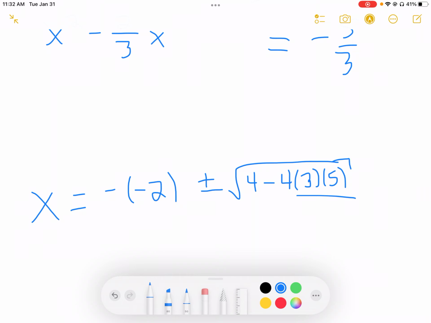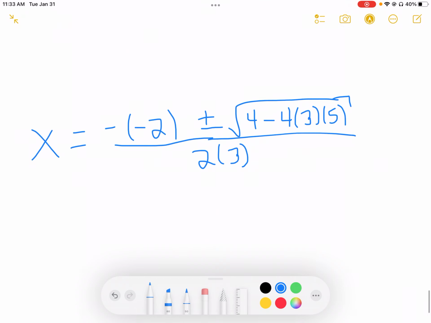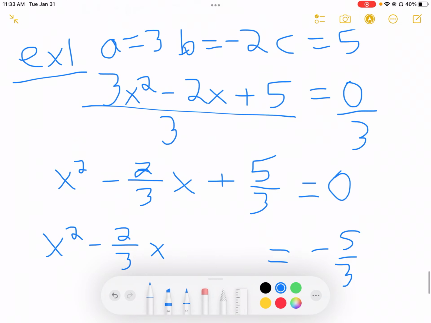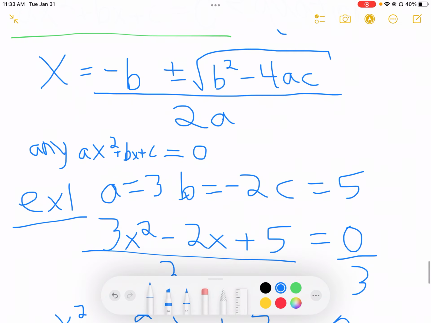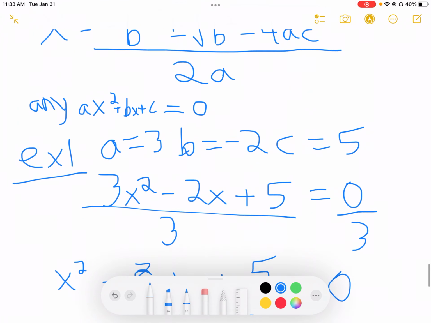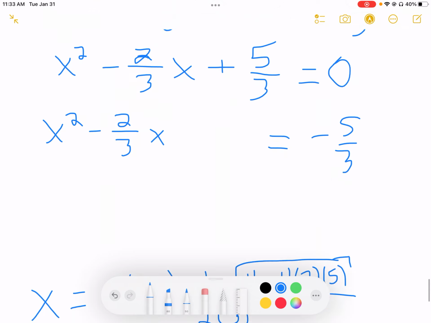And then on the bottom, right, I can divide both sides by 2a. I have 2, and then a was 3, right? So 2 times 3. Okay, so again, if I want to go back up here to this one, it's negative b plus or minus the square root of b squared minus 4ac over 2a. So you guys should have that in your notes as well, so you can refer to that.